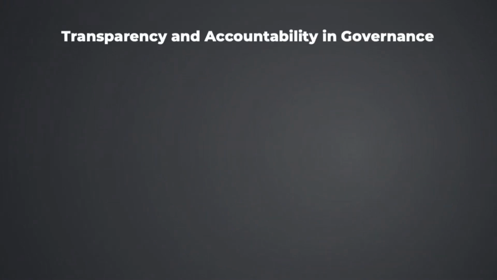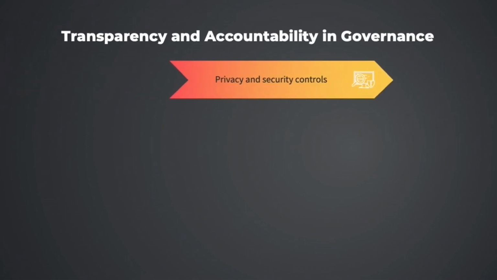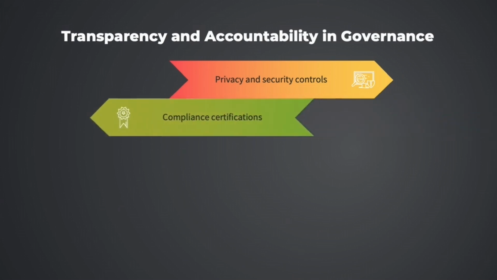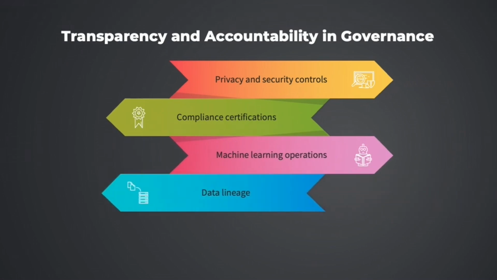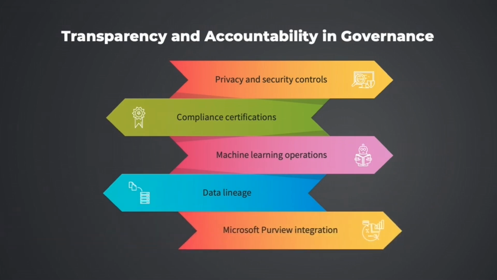Transparency and accountability in governance. The governance aspect includes protecting and governing machine learning assets with privacy and security controls, compliance certifications, and machine learning operations. This also involves tracking data lineage and integrating Microsoft Purview for metadata storage and analysis, fostering transparency and accountability.